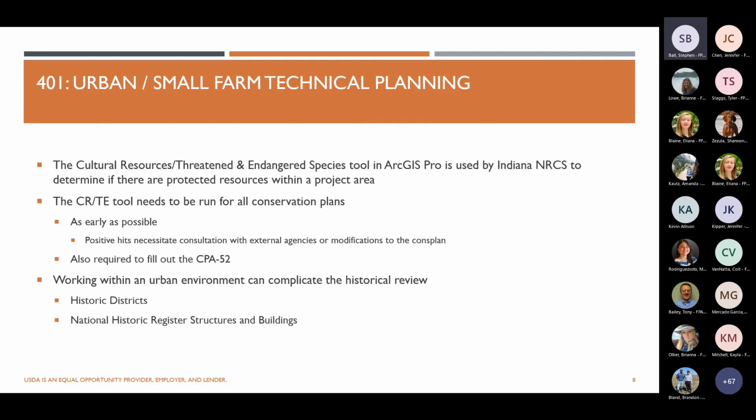For small farms in a rural setting, you continue with the present process that we have, where you have the CRT button in INNRCS Pro. You run that, and again, to emphasize, run it as early as possible, because if you get positive hits, it necessitates consultation with external agencies or even modifications to the cons plan. And it's also required to fill out the CPA52.